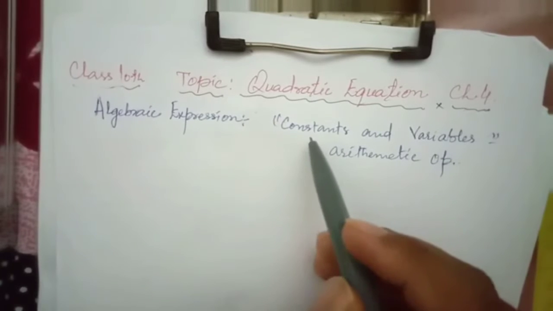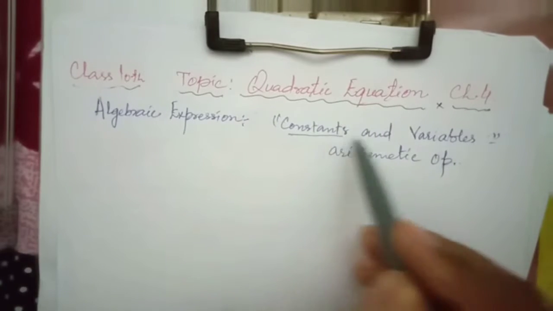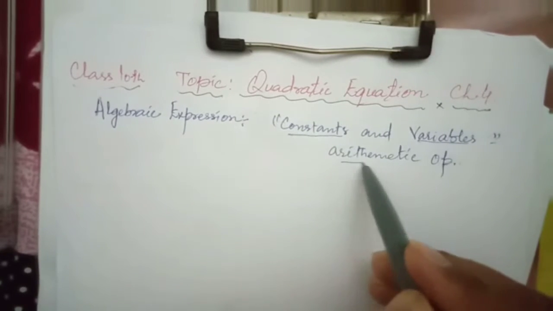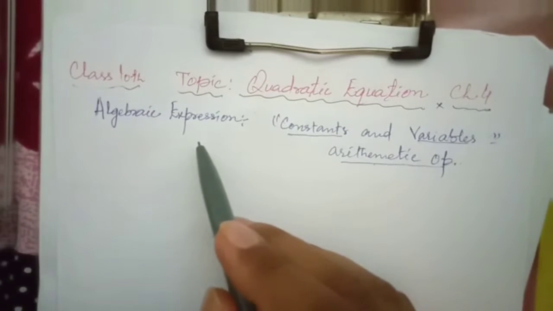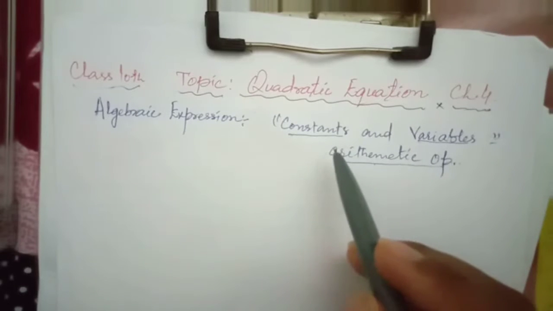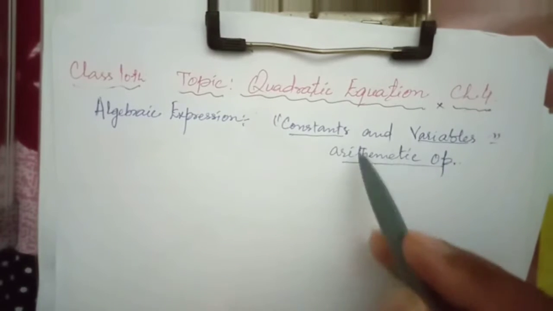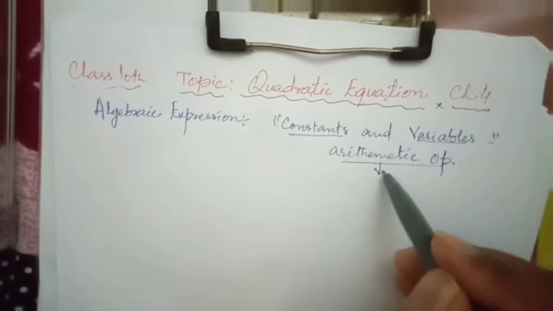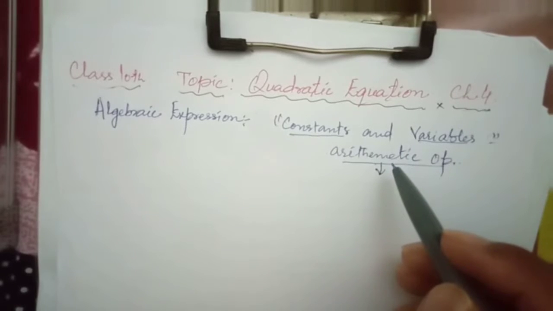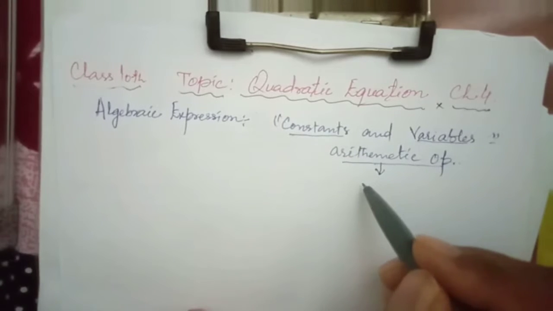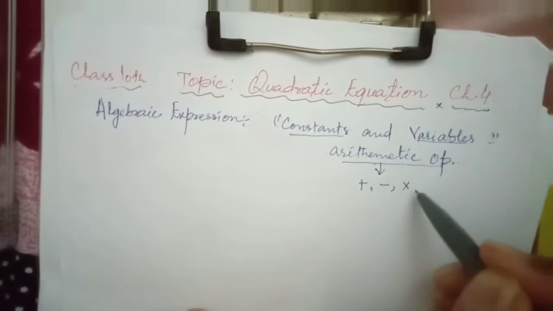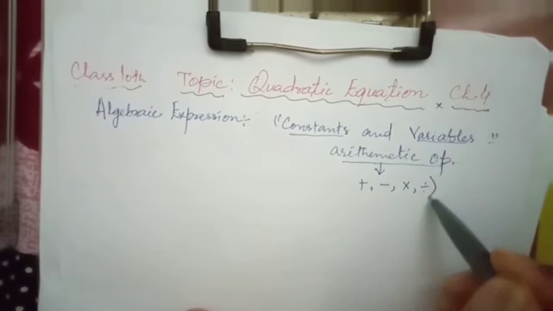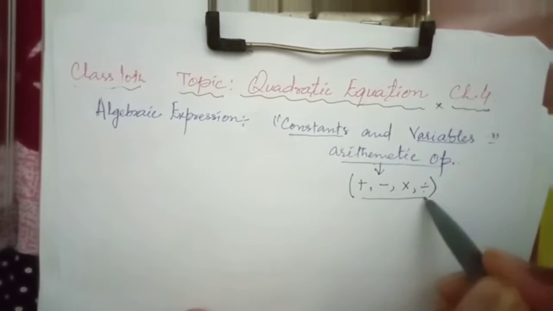So here the things are constants, variables and arithmetic operations. Three things are discussed in the definition of the algebraic expression. We will try to understand all the three things. First, arithmetic operations. We have four fundamental arithmetic operations, or we can say basic operations, that is addition, subtraction, multiplication and division. These are the four fundamental operations.